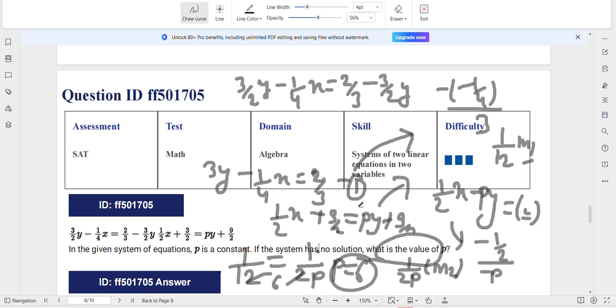We can solve this type of question in this way. We have to understand that if two equations do not have any solution, they are parallel, and the slopes of both equations, m1 and m2, must be equal. The slope of this line is m1, the slope of this line is m2, and the slopes of both lines must be equal if they have no solution.